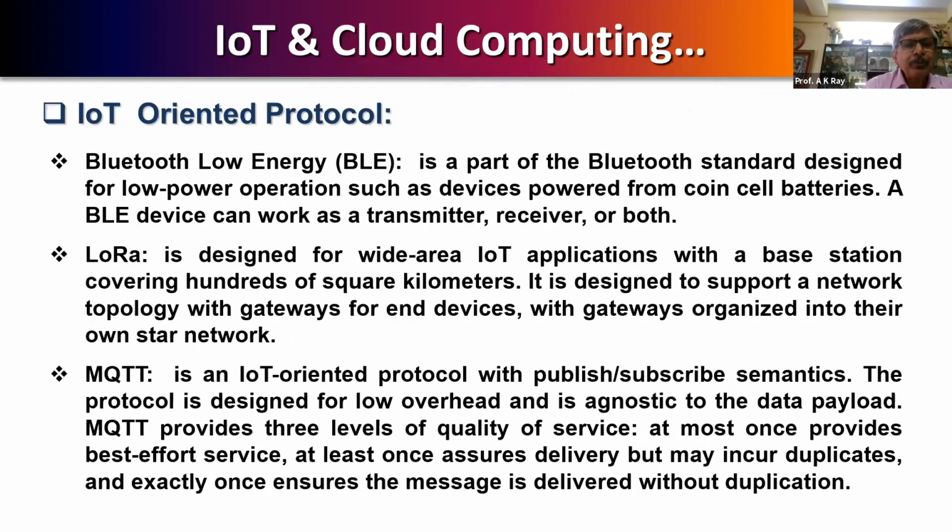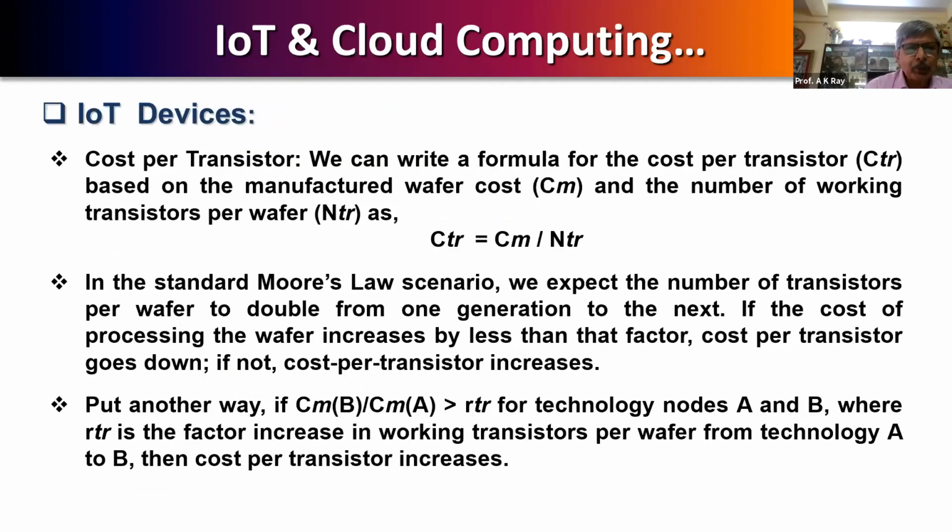Similarly, Bluetooth. In Bluetooth, we have got the Bluetooth Low Energy version. Everybody, energy is a major thing. MQTT is a very important IoT-oriented protocol, and it is being used in so many applications. So one can go through MQTT, it has got large applications. LoRa has got a large number of applications.